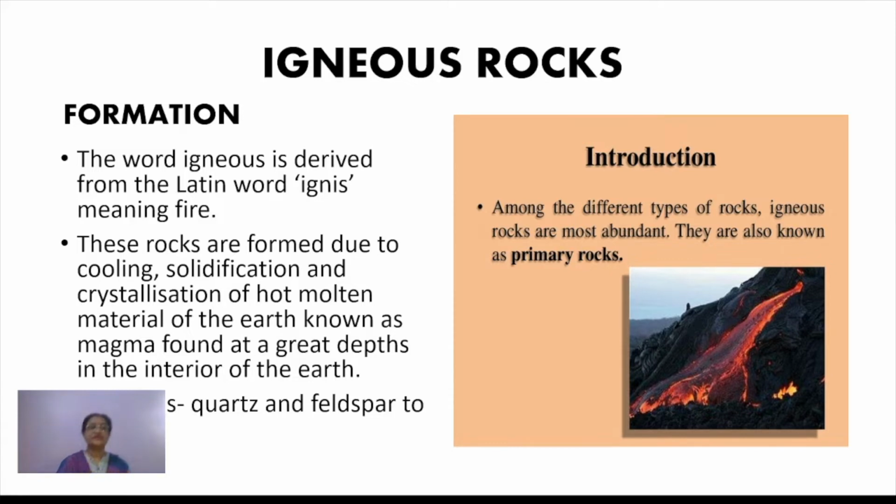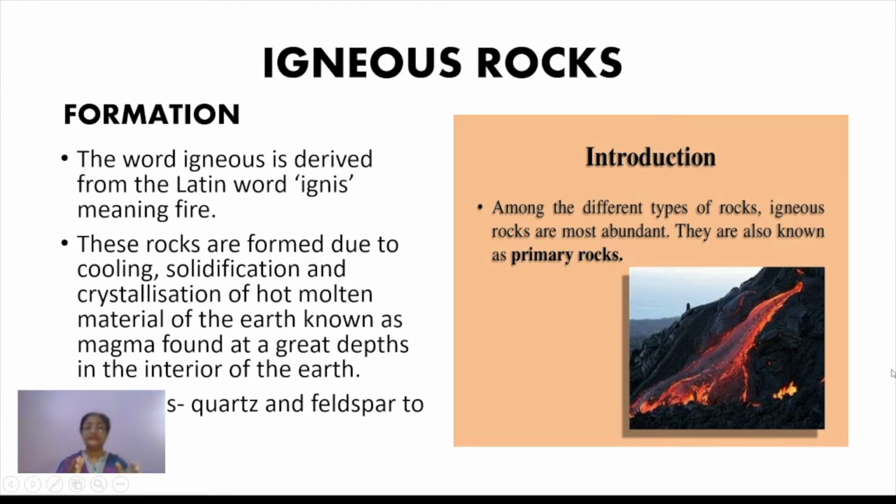The intrusive igneous rocks are formed by molten magma below the earth's surface. Extrusive igneous rocks are formed on the earth's surface by lava. I hope this is clear to you. And examples of such rocks are granite, basalt and so on. Granite is an example of intrusive rock. Basalt is an example of extrusive igneous rock.